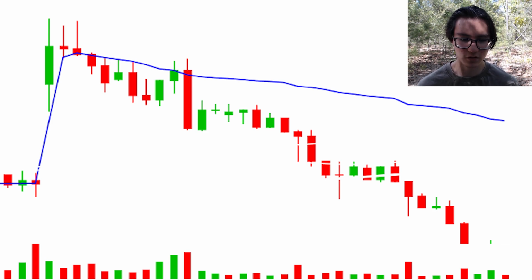Just from looking at the individual candles, you know that sellers are in control. And eventually the buyers just completely throw in the towel and the stock starts making legs lower. So that's pretty much it.